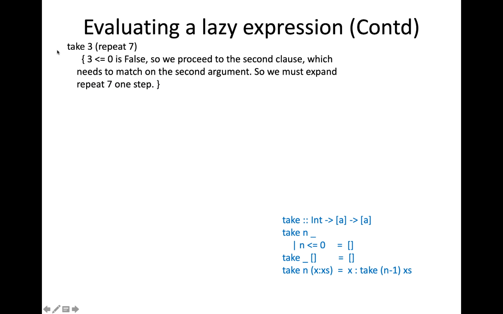So this is the call take 3 repeat 7, and this is the take function, the body. Remember one thing: in lazy processing, Haskell does not do anything unless it is forced to do that. That is the idea of lazy processing, and you will see that helps us. So here take 3 repeat 7, we need to match that with one of the cases.